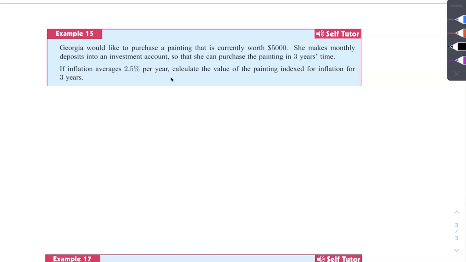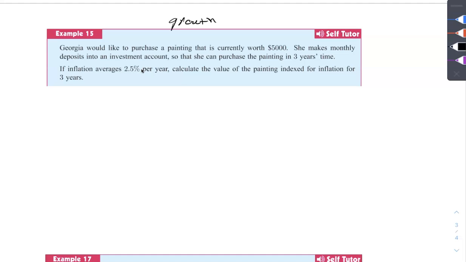Georgia would like to purchase a painting that's currently worth $5,000. She makes monthly deposits into an investment account so that she can purchase the painting in 3 years' time. If inflation averages 2.5% per year, calculate the value of the painting indexed for inflation for 3 years. All that is asking is how much that price has increased. This is a growth equation. The price of the painting is growing by inflation.